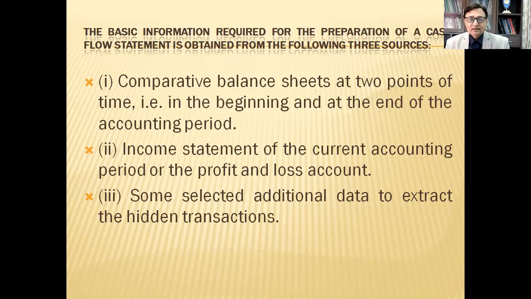So basically, we'll be focusing on three kinds of sources of data: statement of comprehensive income or income statement or profit and loss account, statement of financial position or balance sheet, and some additional data which we will be getting either from the notes to the accounts, or from various other information which is available in the accounting format. So this is the basic information which is required for the preparation of the cash flow statement, which is obtained from the three sources.